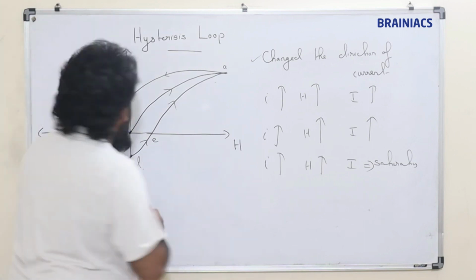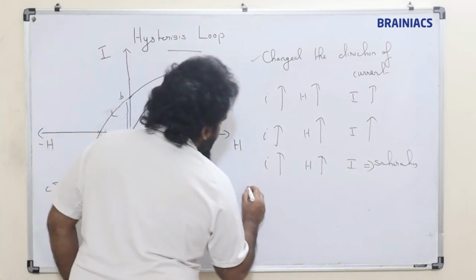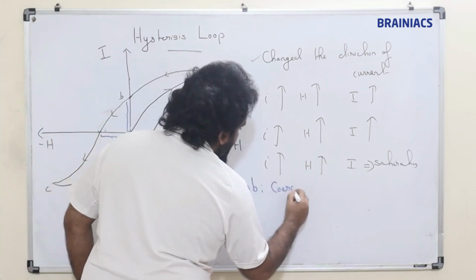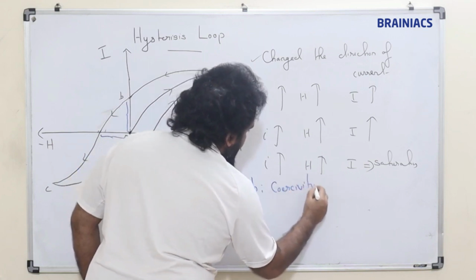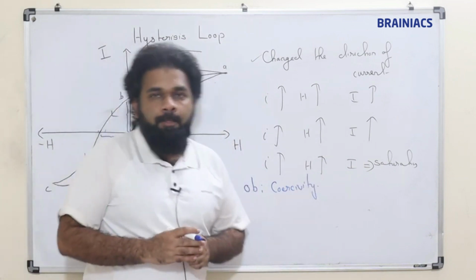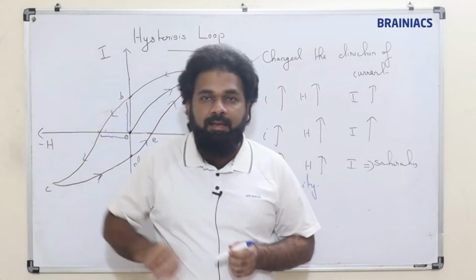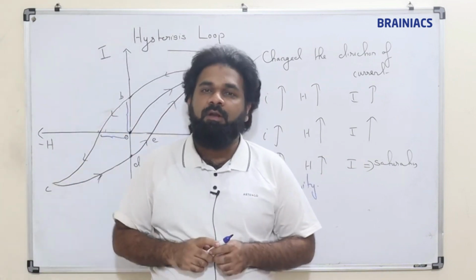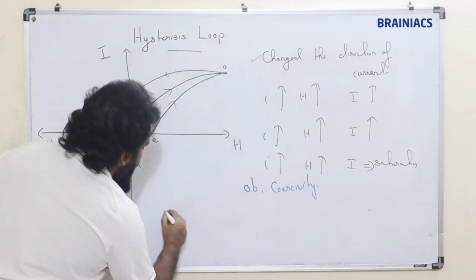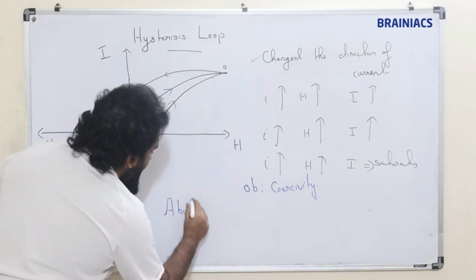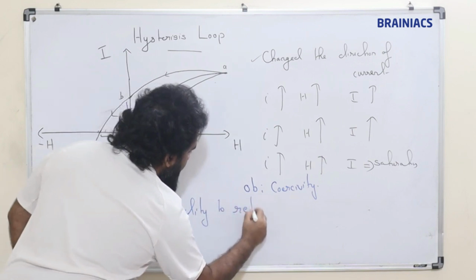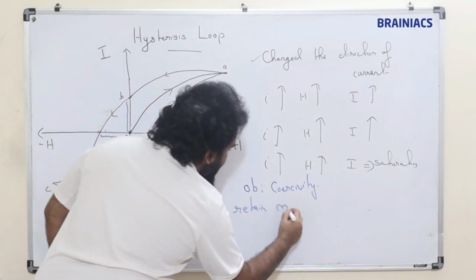Okay, now OB is called coercivity. OB is called coercivity. What is coercivity? The ability to retain that magnetization even after the removal of magnetizing field. Okay, the ability to retain magnetization.